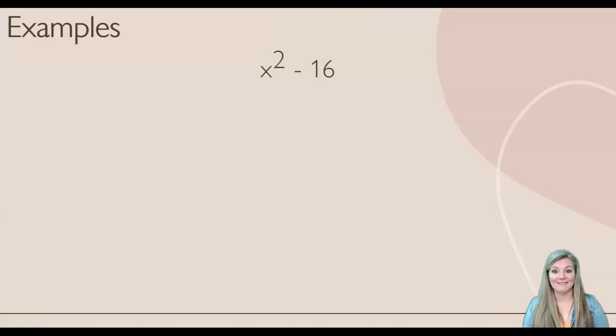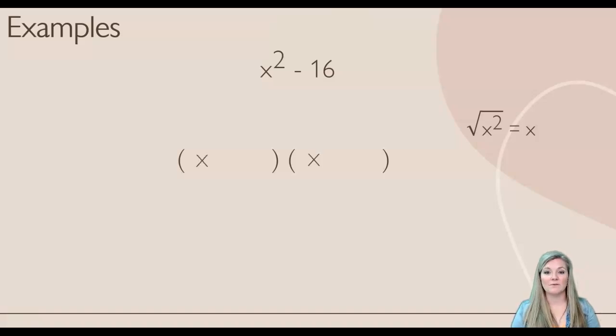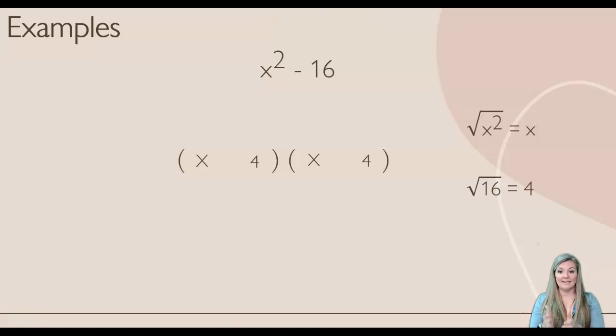So here's the first example. X squared minus 16. First thing, there's 2 terms. Check. There's a minus in between. Check. X squared is a perfect square. It's an even power. And 16 is a perfect square. So I start out setting my 2 parentheses. I take the square root of the first term, so the square root of x squared is x. I put that at the front. Square root of 16 is 4. I put that at the end, and then I make 1 parenthesis with a plus and 1 parenthesis with a minus. It is that easy.